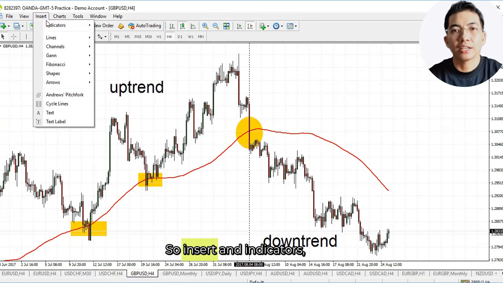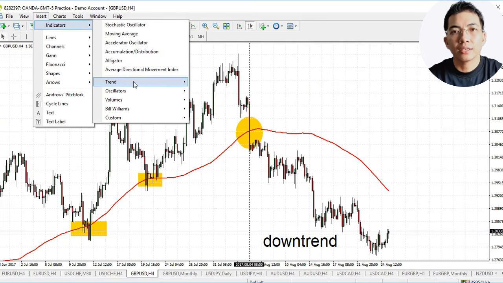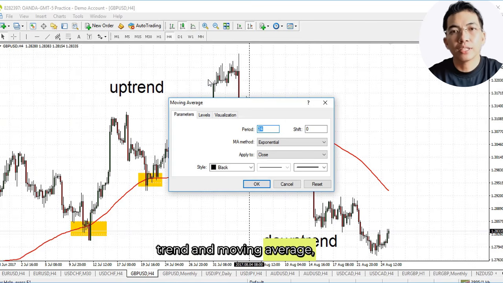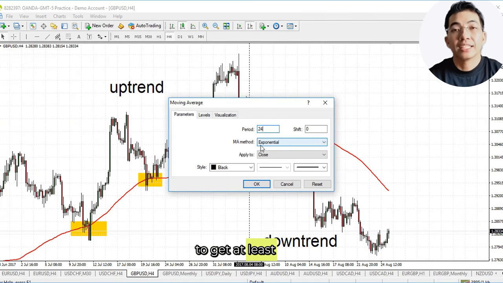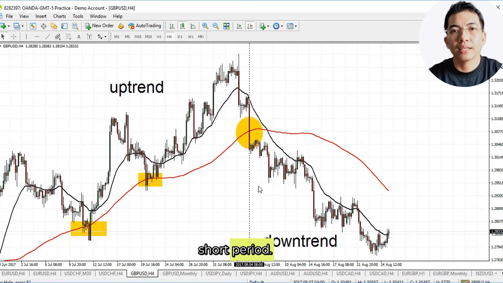So insert, indicators, trend, moving average, and 24 as a period, and I want to get at least an exponential moving average because I have a short period. It is in a way more accurate, but price will break the moving average more easily, and you will get a lot of situations where you need to analyze deeply the market structure to understand if it is a real break or just a temporary retracement from the main trend.